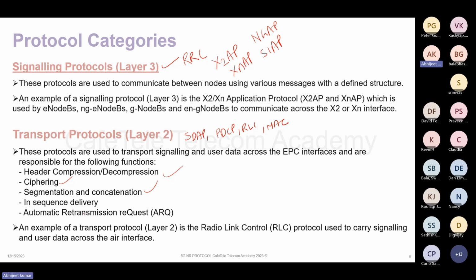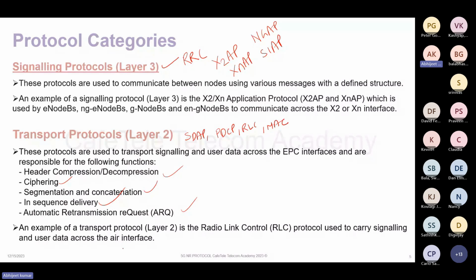Okay. Then we have in-sequence delivery. It means make sure data packets are received in the order they were sent, and we have the automatic retransmission request. So automatically resending data if it is not received correctly. It means manually we don't need to send it again.